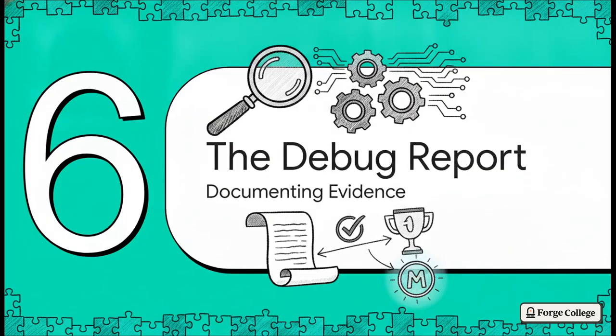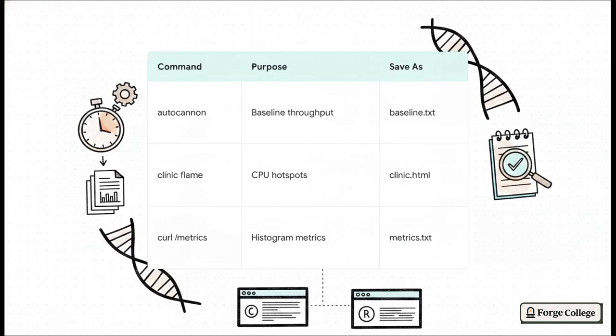Finally, Section 6, the final debug report, documenting the evidence. So the crucial point here is that you have to deliver a comprehensive recipe of your wins. Your debug report needs to contain the exact commands you ran, their purpose, and the saved artifact files. Reviewers need to be able to copy your autocannon commands, run your Clinic.js profiles, and validate your performance gains for themselves. This is all about reproducible science, guys. You want to lay everything out so clearly that literally anyone can follow your logic and get the same result.